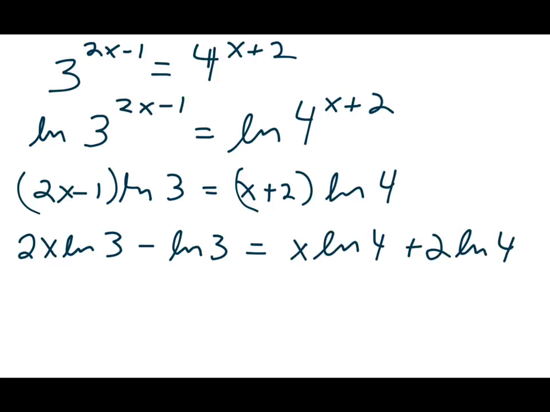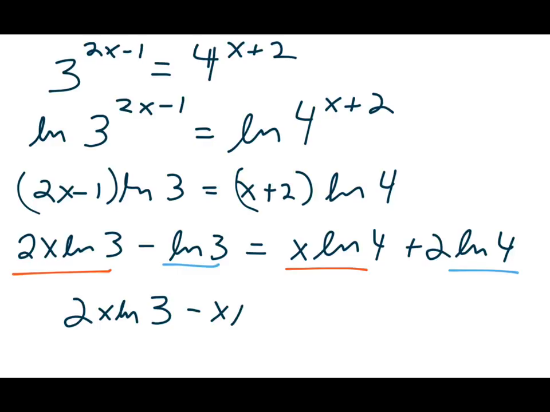Now you can see we have some terms that have x in it, which is what we're trying to solve for, and then some terms that don't have x. Okay, so I'm going to put everything with an x on one side and everything else on the other. So I'm going to leave the 2x natural log of 3 over here. I'm going to subtract the x natural log of 4 from the other side over here. And then I'm going to go ahead and add that natural log of 3 to the other side.